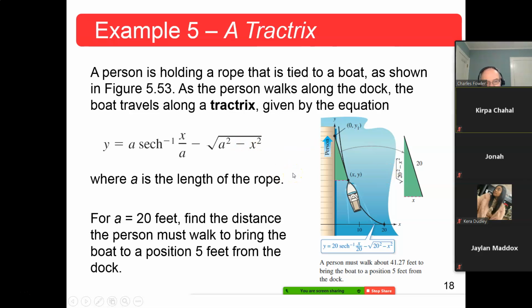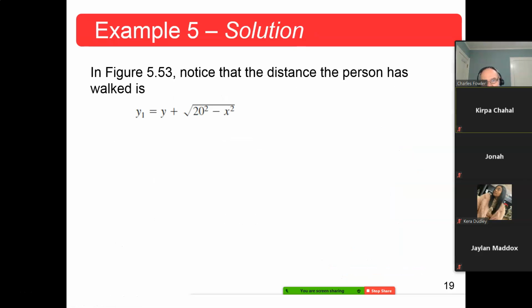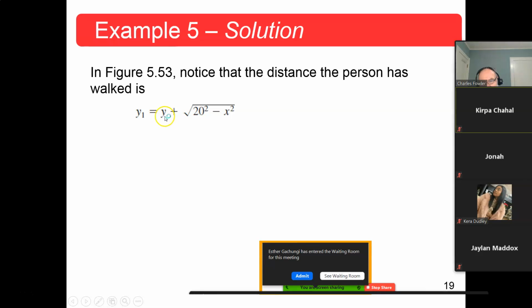Okay, that's beside the point. So the distance the person has walked is that. This is the variable Y.